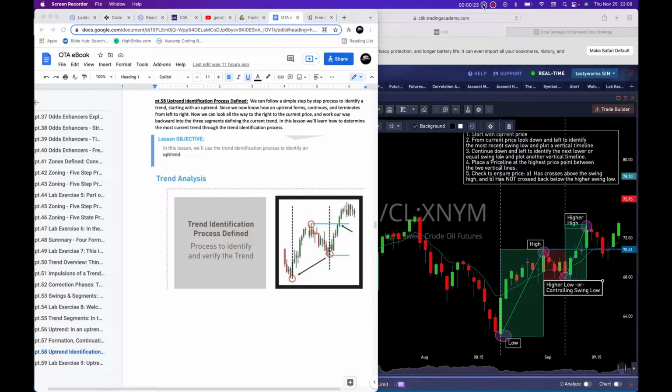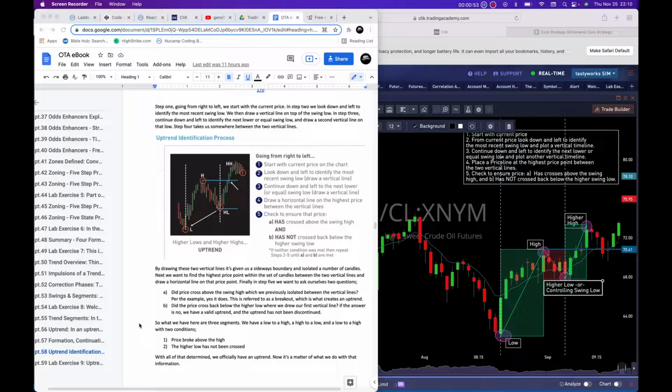We can follow a simple step-by-step process to identify a trend, starting with an uptrend. Since we now know how an uptrend forms, continues, and terminates from left to right, now we can look all the way to the right to the current price and work our way backward into the three segments defining the current trend. In this lesson, we'll learn how to determine the most current trend through the trend identification process.